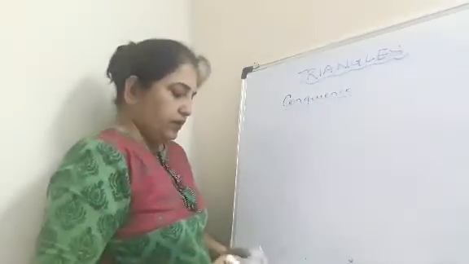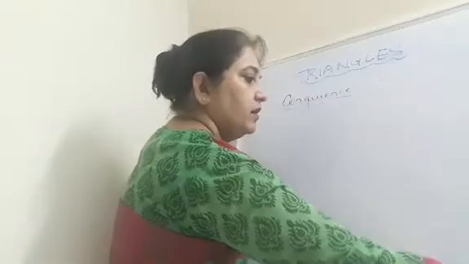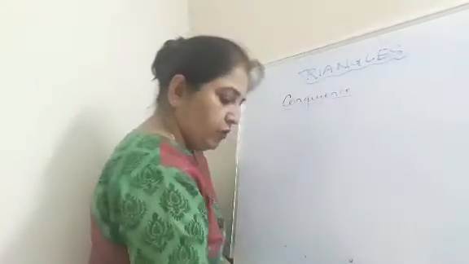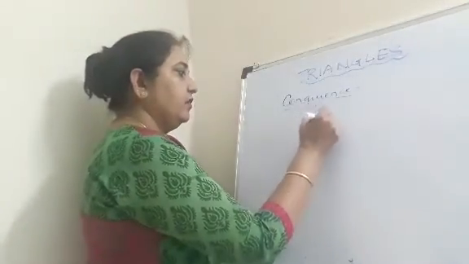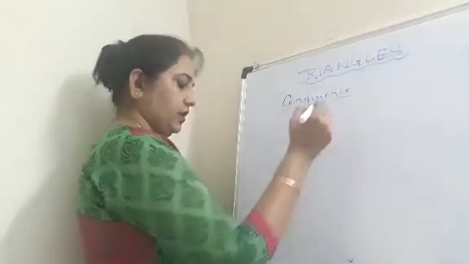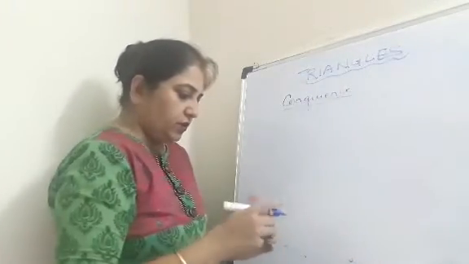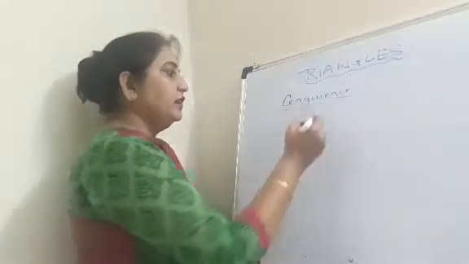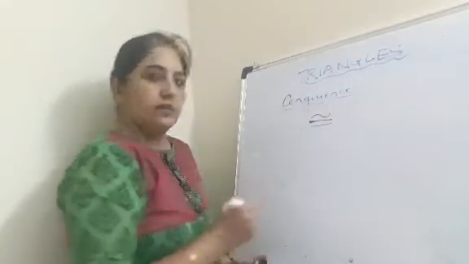This is how we write the symbol of congruence. We put an equal sign and then we put a curve on it. So this is the congruence sign.